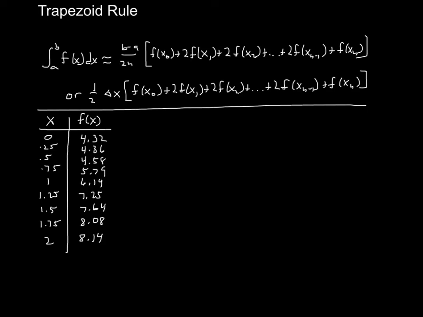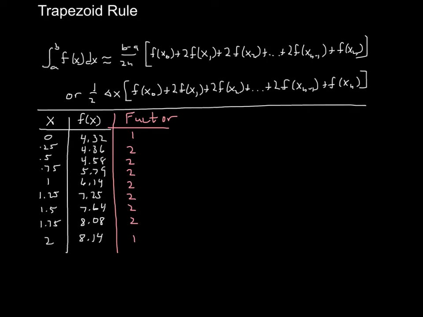Another way we can do this is to add a couple of columns here. The first one is going to be a factor. And the factor is either going to be 1 or 2. In this case, it's 1 here, and it's 2 at all the other spots, except for the last one.